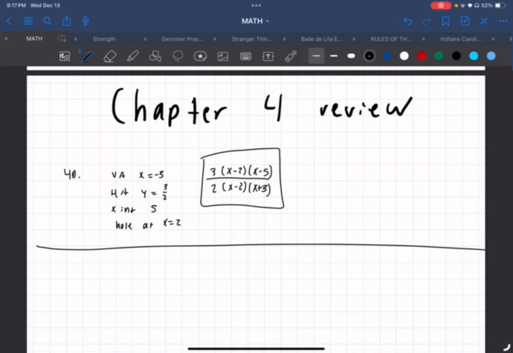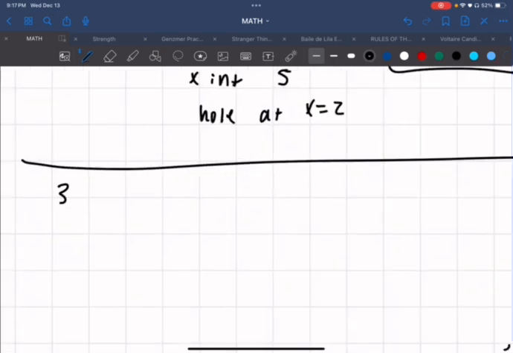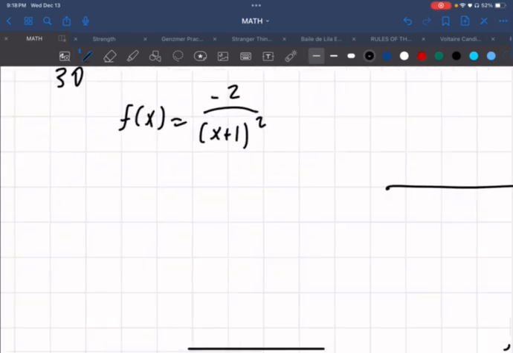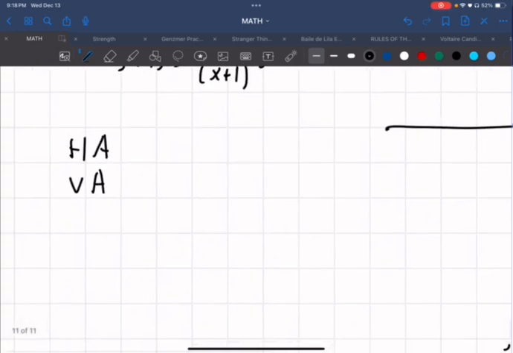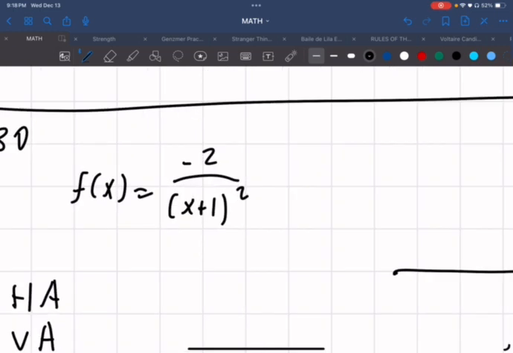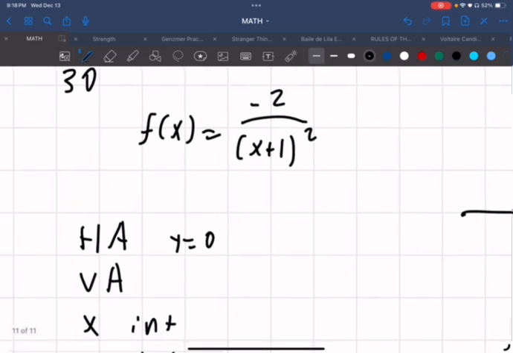Moving on. Let's sketch some graphs. This is number 30. Let's graph this. Okay. So horizontal asymptotes, vertical asymptotes, x and y intercepts. So horizontal asymptote, since this is not the same degree, then we know that y equals 0. The vertical asymptote is just what x cannot be, and it cannot be negative 1. Sorry, wait, x equals negative 1.